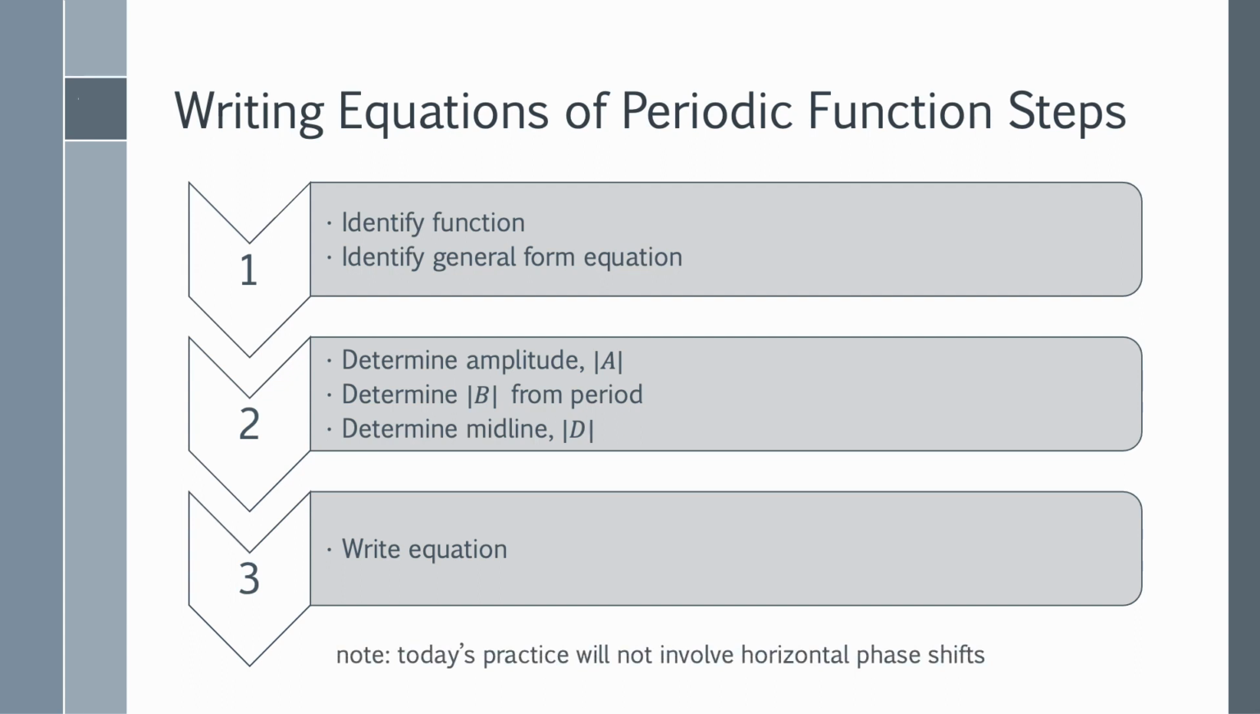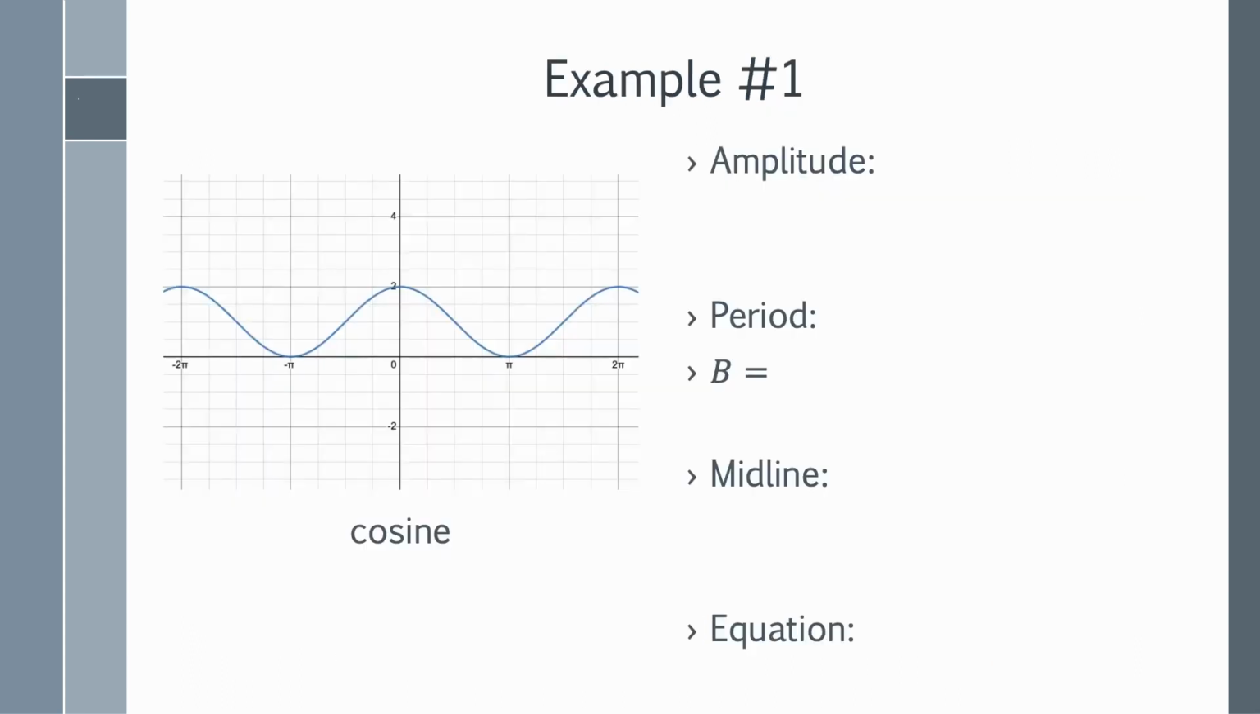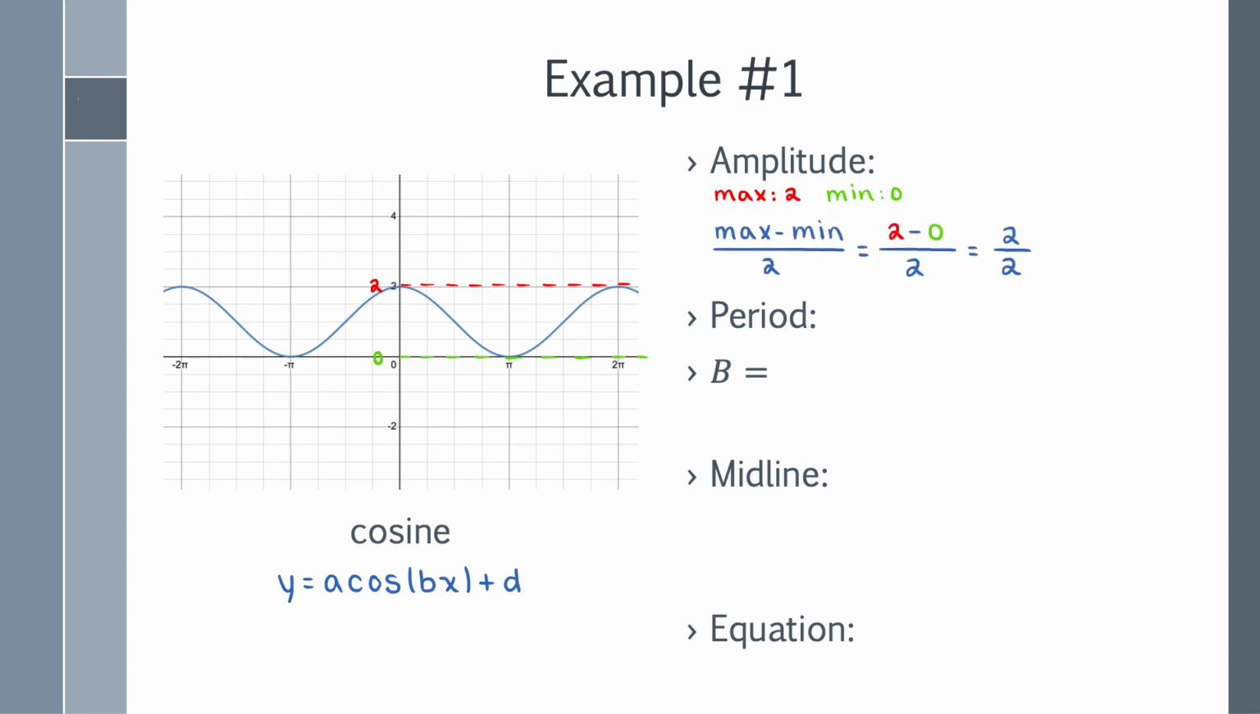Now that we have the concepts and equations down, let's begin. Here is our first example. We know the graph is cosine, so the general form without the phase shift is y equals a cosine of bx plus d. Our maximum point is 2, and the minimum is 0. Using those values, we have the amplitude formula as max minus min divided by 2, so 2 minus 0 divided by 2 equals 2 divided by 2. Simplify and the amplitude is 1.